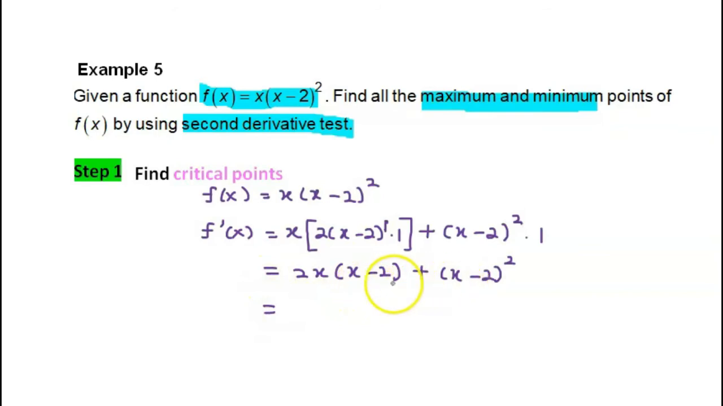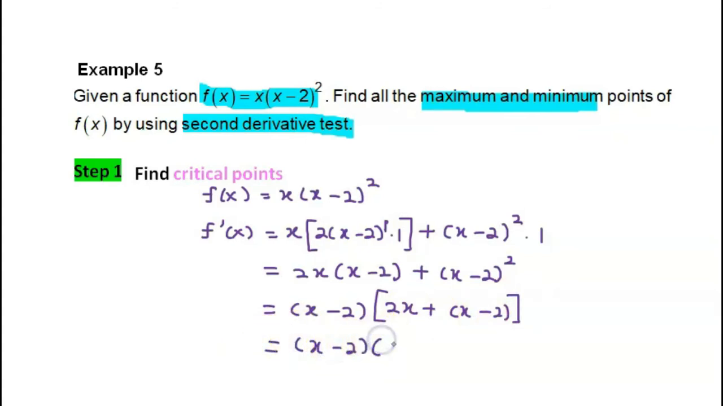We are able to see (x − 2) appears in both expressions. Therefore, (x − 2)^1 can be factored out, and we will have 2x + x − 2. Further simplification will give us (x − 2)(3x − 2).